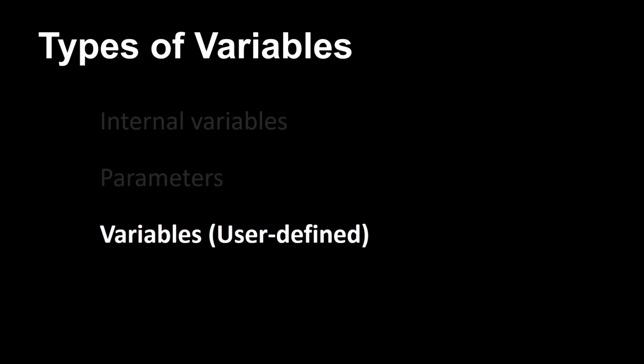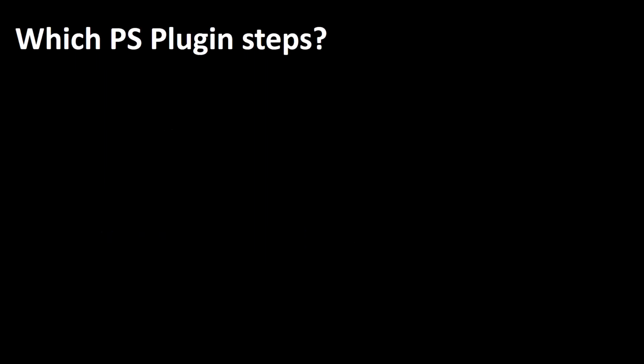User-defined variables are defined in the set variables Process Studio step. PS variables or Process Studio variables are defined in the set PS variables Process Studio step. In this video, we will compare user-defined variables versus Process Studio variables against several attributes. Let's begin. To which Process Studio plugin do the steps related to variables or PS variables belong?